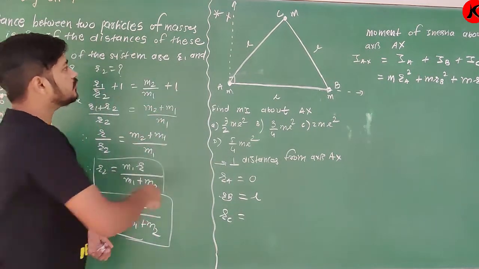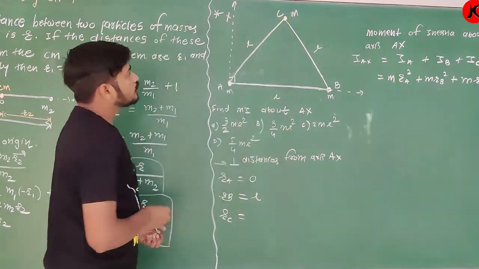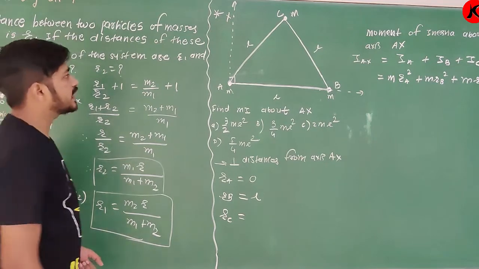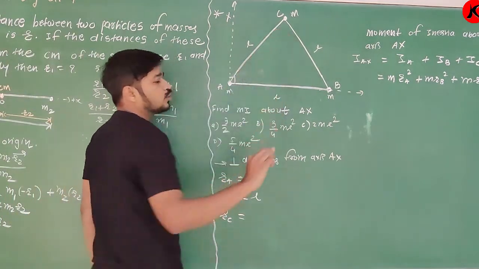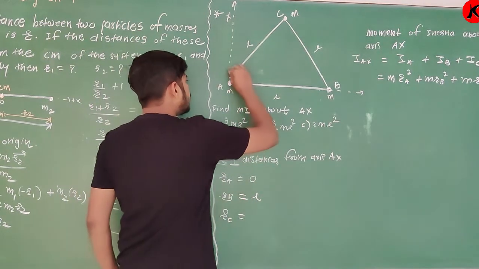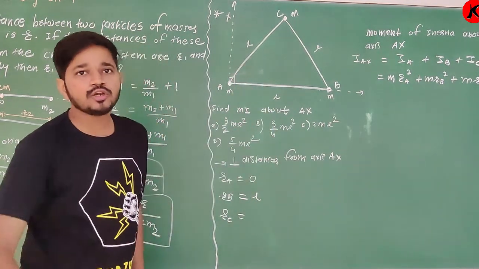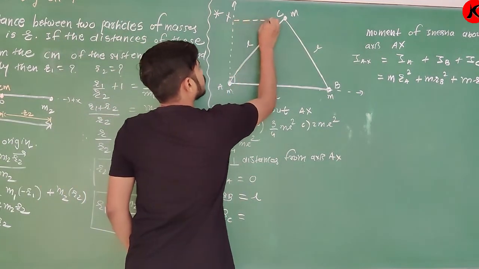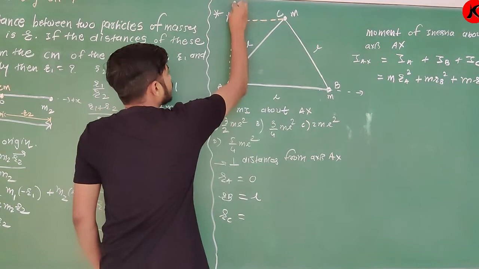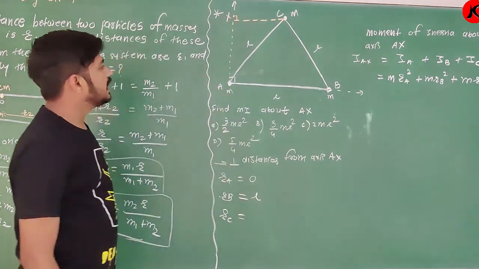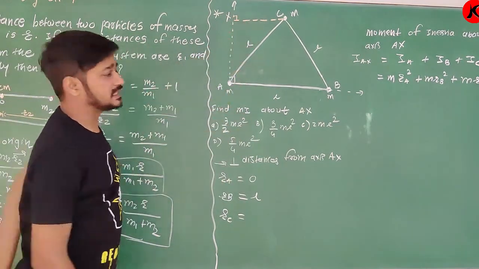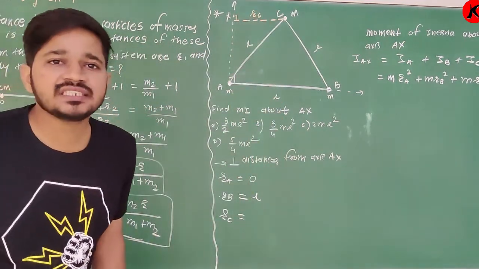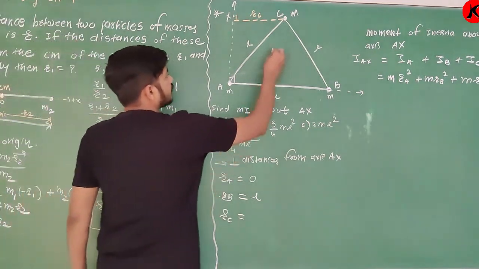So see, C is here. What is the perpendicular distance of this point C from the given axis? This? No, because see, it is not making angle 90. Is it angle 90? No. Perpendicular distance means, see, this line makes angle 90 with the AX axis. So it is called perpendicular distance. It is called RC. Now how to find this RC? See, here it is.